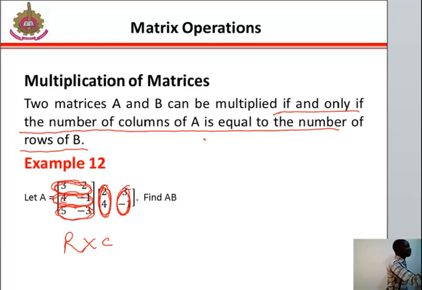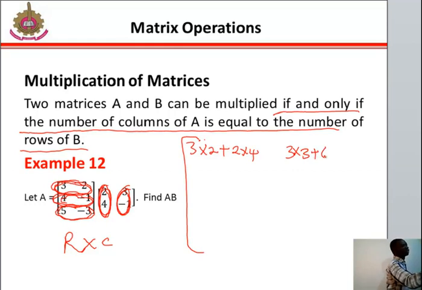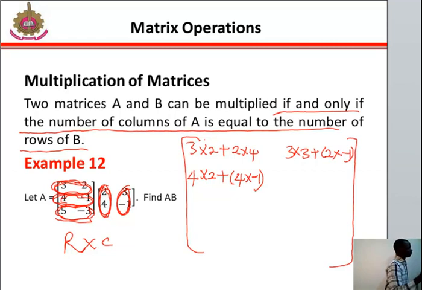So what you will do now is work it out. For the first step, it will be 3 multiplied by 2 plus 2 multiplied by 4. And your second element in the second column will be 3 multiplied by 3 plus 2 multiplied by 1. Repeat the same procedure for the second row in the first matrix. Here, it will be 4 multiplied by 2 plus 4 multiplied by minus 1, and then 4 multiplied by 3 plus minus 1 multiplied by minus 1.